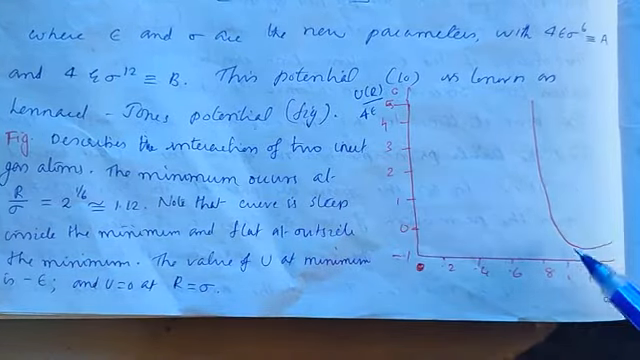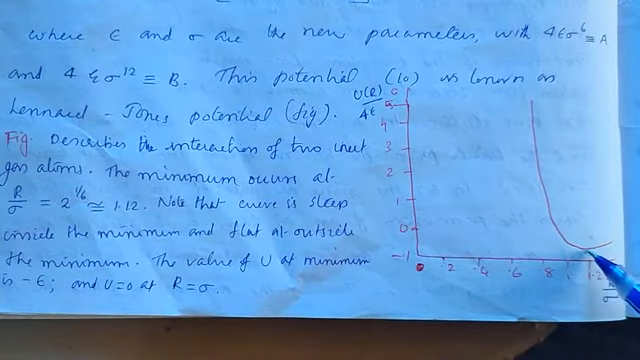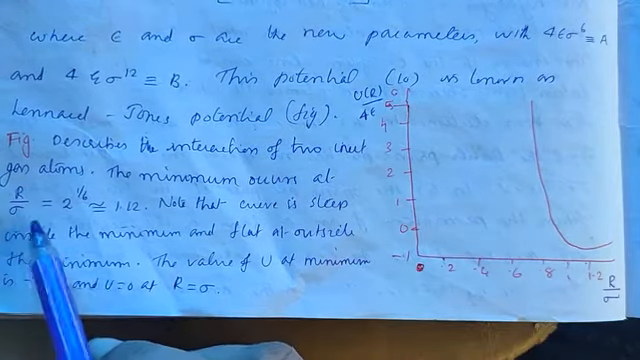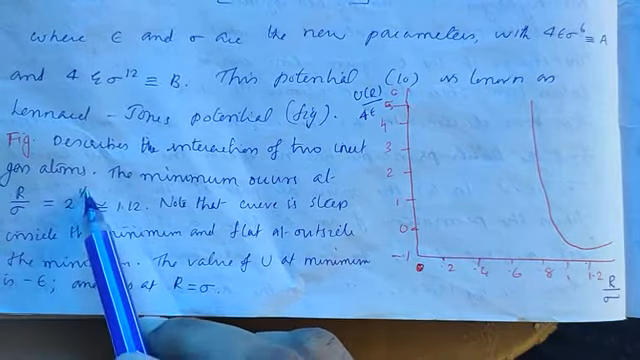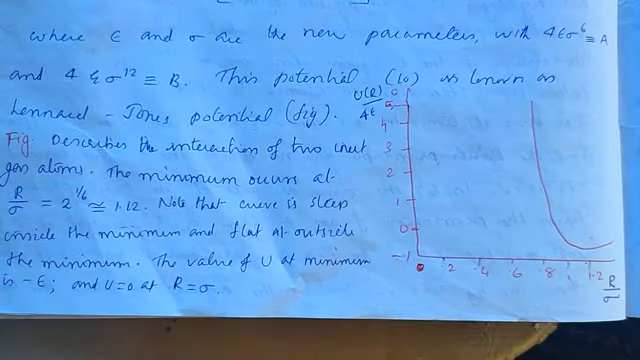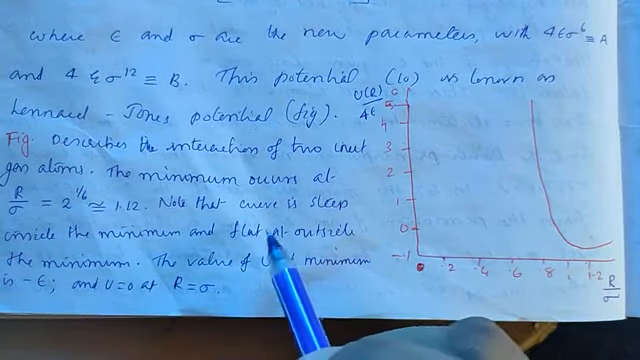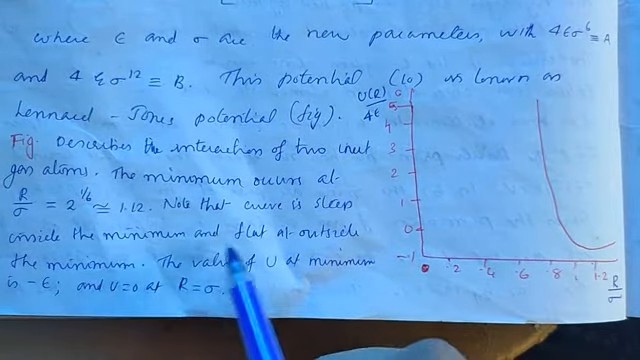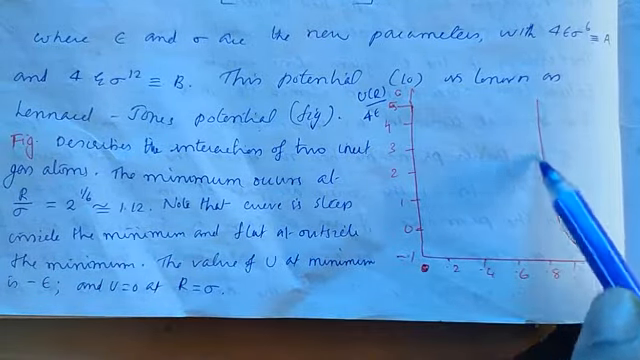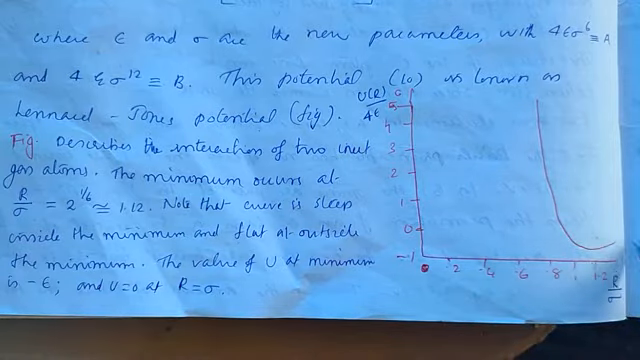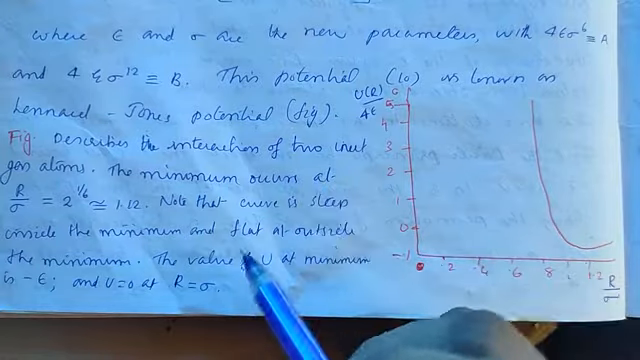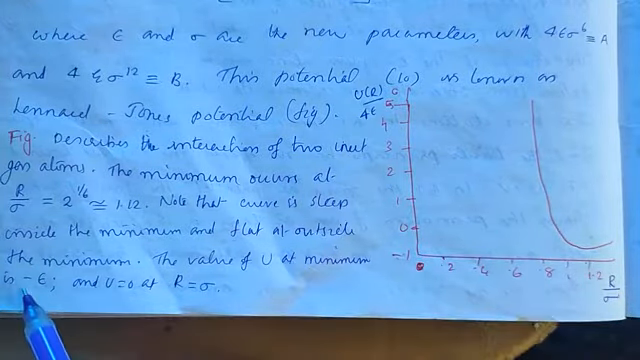That is, the minimum of this curve occurs at the value 1.12, which corresponds to R by sigma equal to 2 to the power 1 by 6. Okay, and the curve is steep inside the minimum and flat outside. This is steep inside this minimum and flat outside it, which is quite clear from this figure. And the value of U at minimum is minus epsilon.